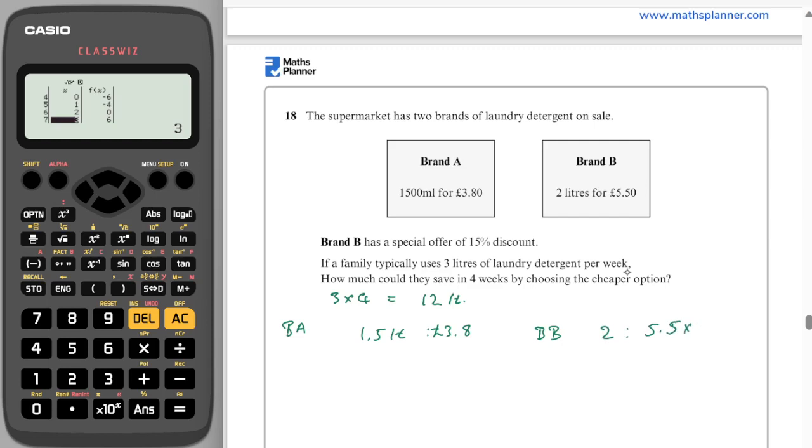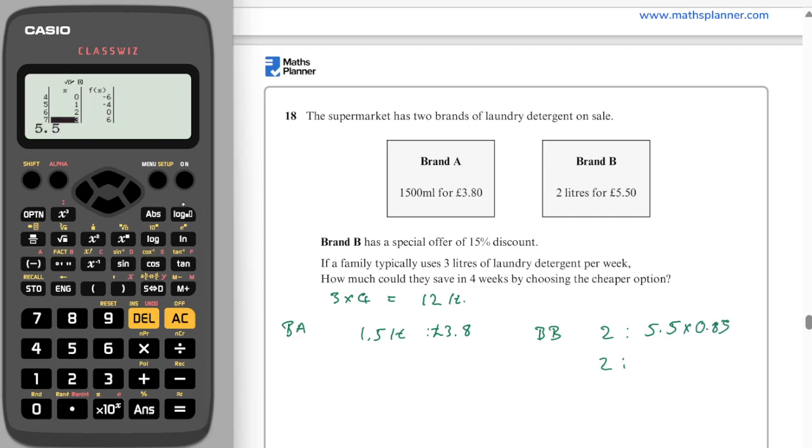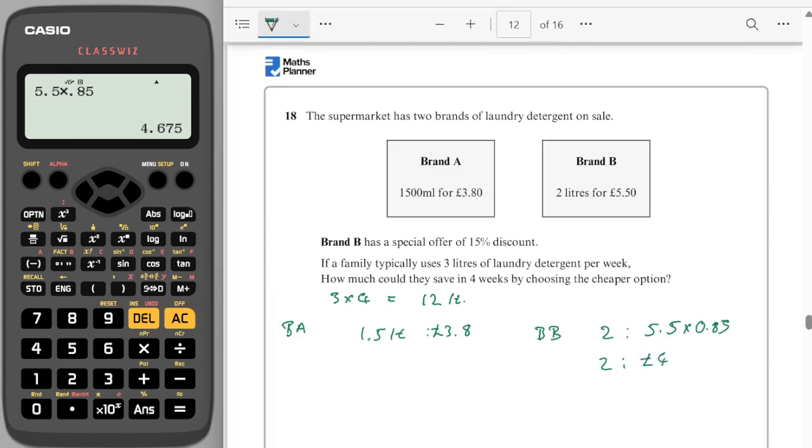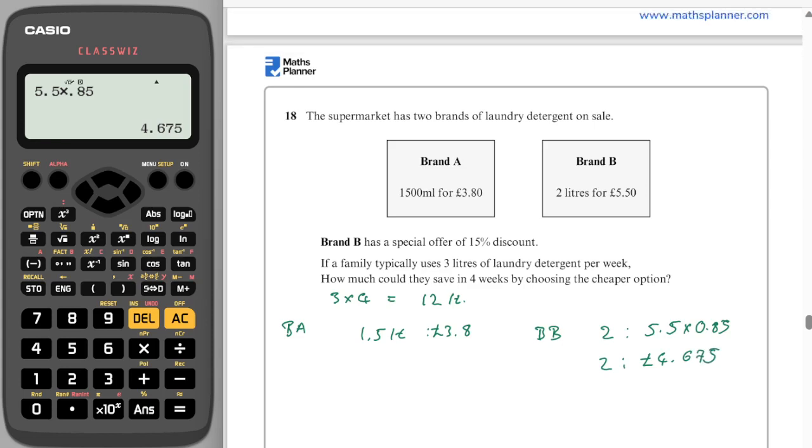So if I times that by 0.85, then I get 2 litres for the price of 5.5. Wrong mode. 5.5 multiplied by 0.85. I've messed up the decimal point there. 5.5 times by 0.85. There we go. So that's £4.675.